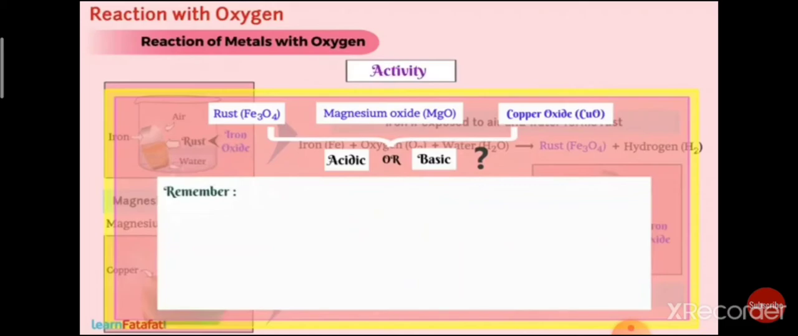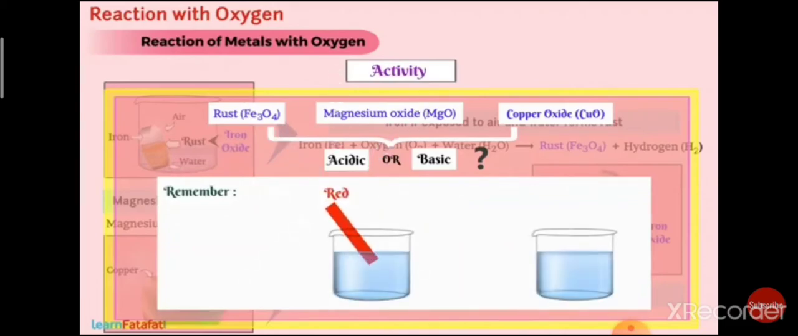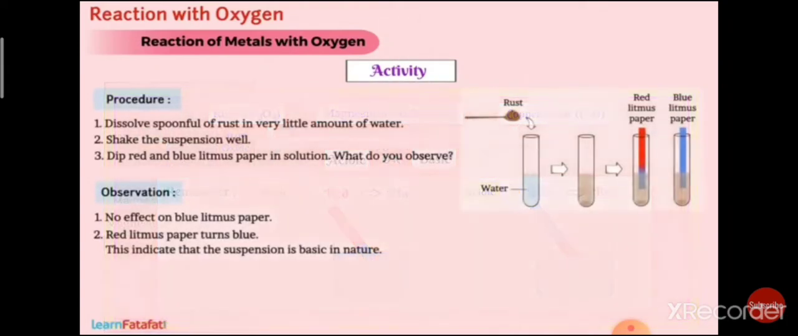But before that, you have to remember that if in a solution, the blue litmus becomes red, it is acidic. So here we have two solutions. In the first solution, the red litmus paper turned blue, so that solution is basic. Whereas where blue litmus turns red, that solution is acidic. So from this we can understand which solution is basic and which solution is acidic.